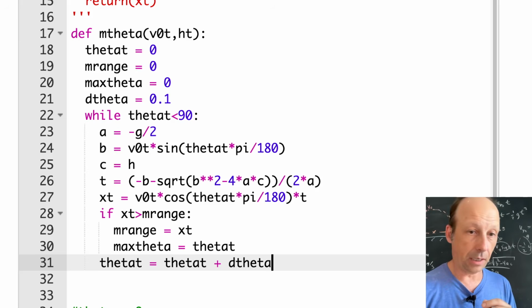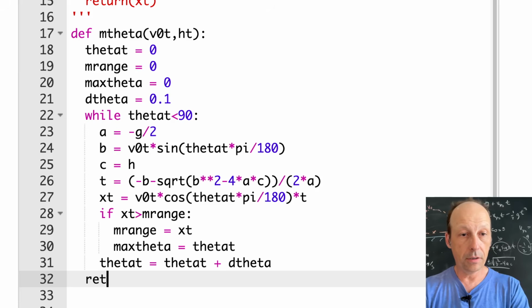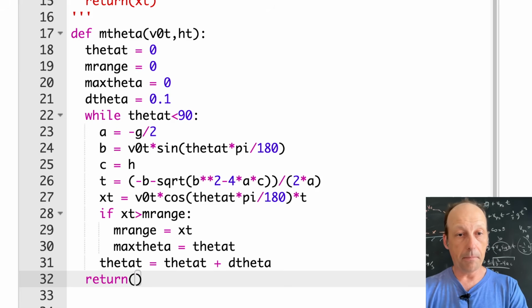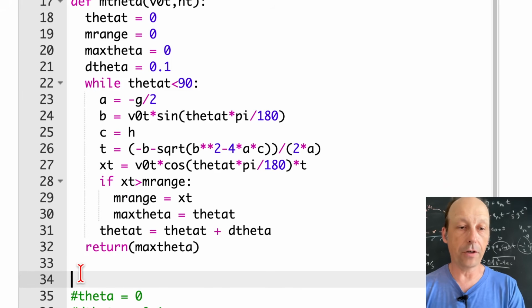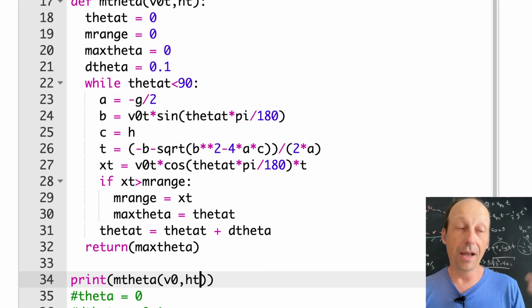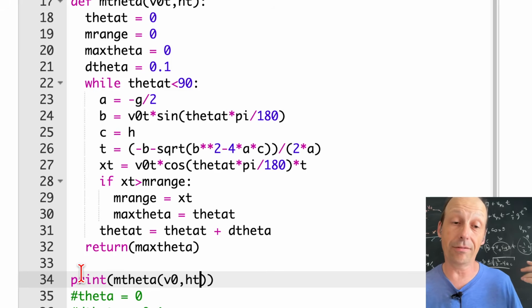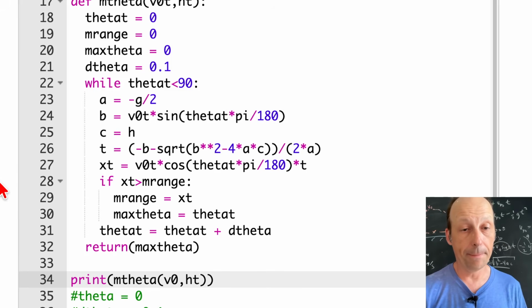Let me just double check. I got that. Yep. And then I'm going to return max theta. So let's just try this. Let's just try our new function with the print. Print, what did I call this? M theta v0 ht. I already saw that it was like 30 degrees, right? So it should give me 30 degrees here. I'm kind of scared.